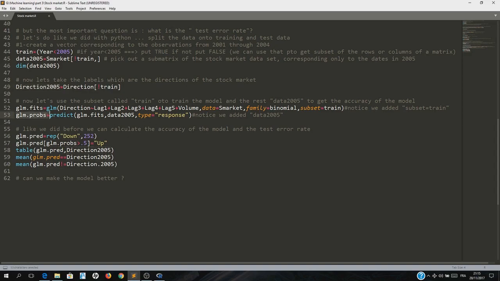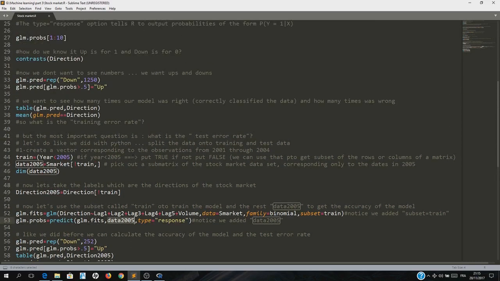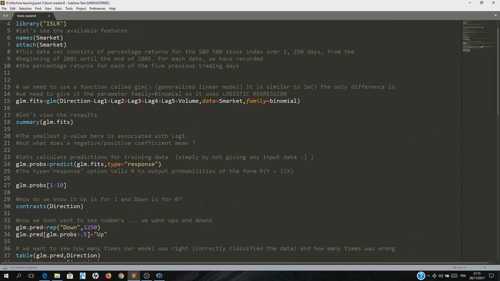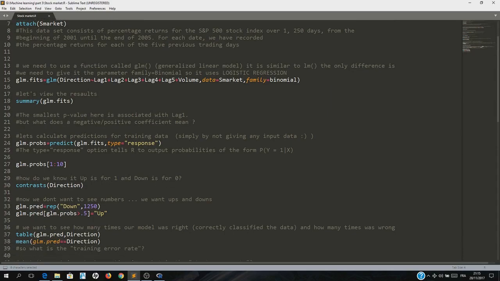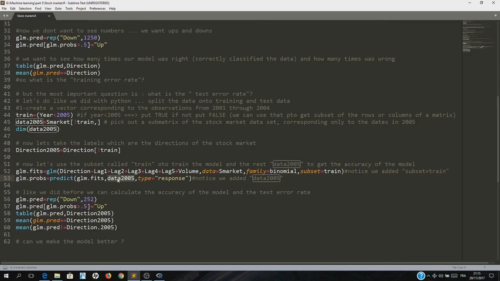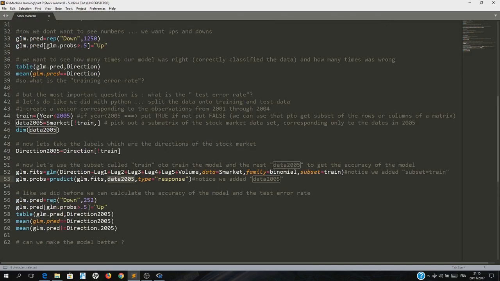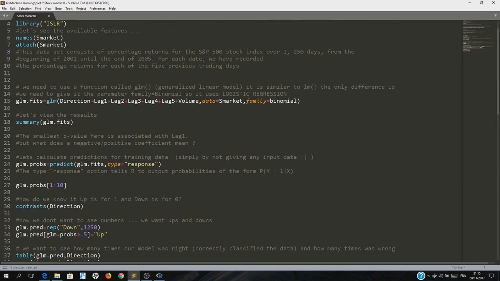Now let's calculate the probabilities. That means predict using what? The test data, not the training data. You remember here we used the same as the test data. How do we know? Because we didn't specify any data. But now we are going to use the test data, not the training data. Here it was the training data.